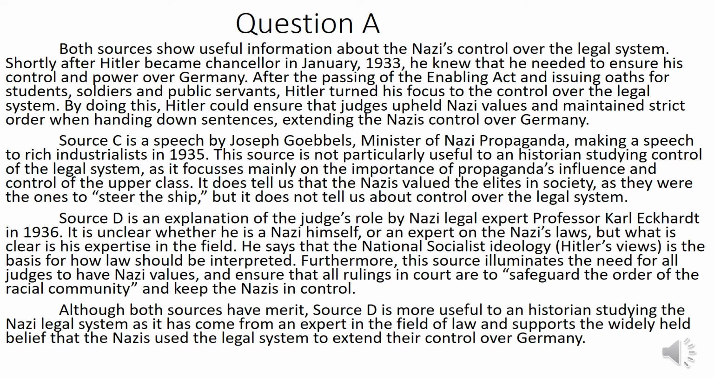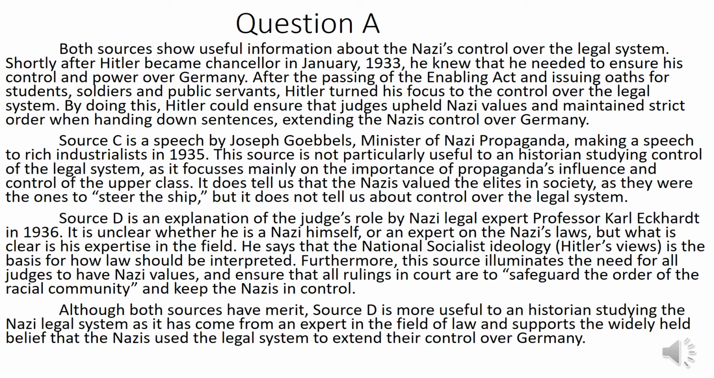Source D is an explanation of the judge's role by Nazi legal expert Professor Karl Eckhart in 1936. It is unclear whether he is a Nazi himself, or an expert on the Nazis' laws, but what is clear is his expertise in the field. He says that the National Socialist ideology, Hitler's views, is the basis for how law should be interpreted. Furthermore, this source illuminates the need for all judges to have Nazi values, and ensure that all rulings in court are to safeguard the order of the racial community and keep the Nazis in control.